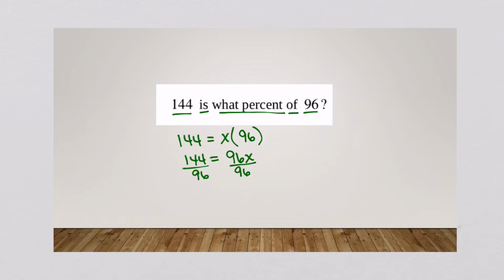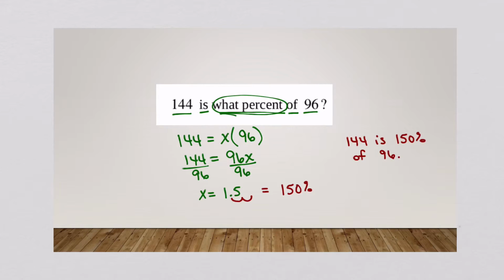So on my calculator, I'm going to type in 144 divided by 96, and I get 1.5. That's not my answer, though. This question is asking us what percent. So in order to get a percent here, I have to scoot my decimal to the right 2 places. Notice how there's a valley here with nothing there, so I've got to put a 0 in that spot. So this is equal to 150%. So 144 is 150% of 96.